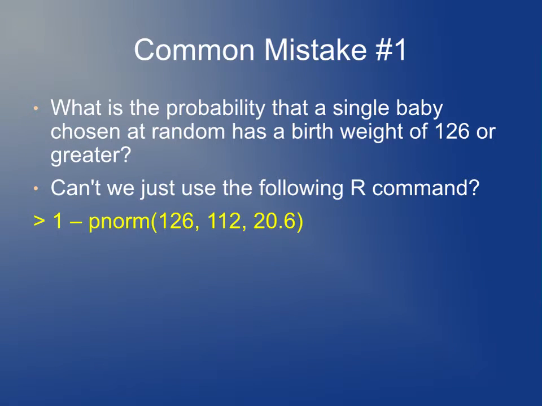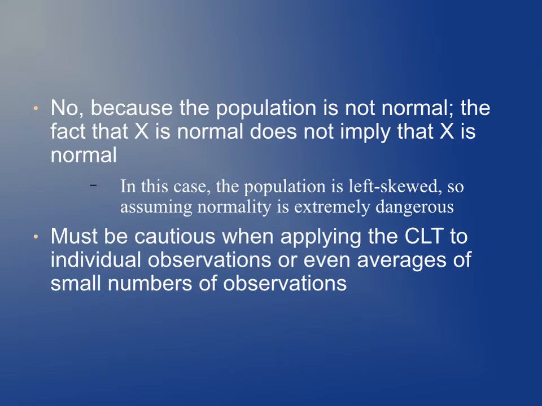Now, a couple of mistakes you can make with the central limit theorem. Let's say that you want to find the probability that a single baby chosen at random has a birth weight of 126 or greater. And you might want to just use the R command here, where you take 1 minus pnorm(126, 112, 20.6). That will not work in this case because the underlying distribution is not normal. The population is left skewed.